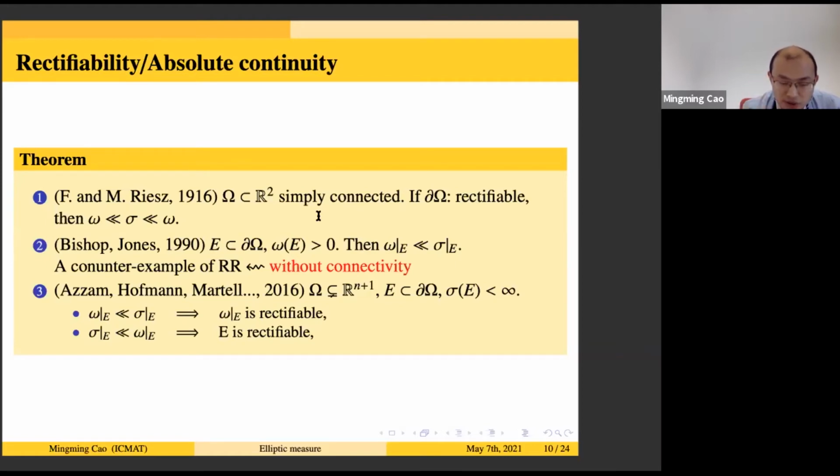In 1990, Bishop and Jones proved that if only a portion of the boundary is rectifiable, then harmonic measure is absolutely continuous with respect to the surface measure on that portion. They also constructed a counterexample to show that without connectivity, the first result fails. Okay. And recently, a remarkable result was given by Hofmann, Martell, and others. It only requires that Omega is open and the surface measure of E is finite. Absolute continuity implies rectifiability. It's a very general result.